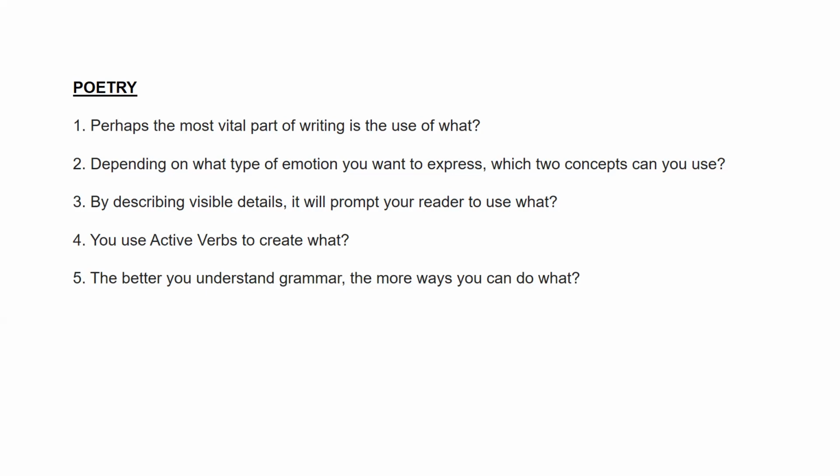Or you use active verbs to create what? We just went over the active verbs right now. Might be fresh in your mind. The better you understand grammar, the more ways you can do what. And we just discussed that too. Remember, think about the car. And that should be easy peasy lemon squeezy. Okay, so that's it for our questions.